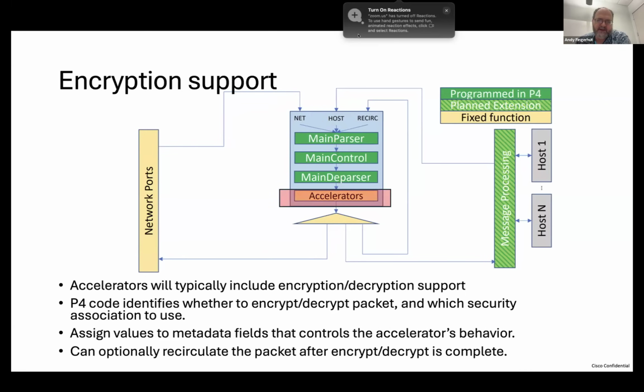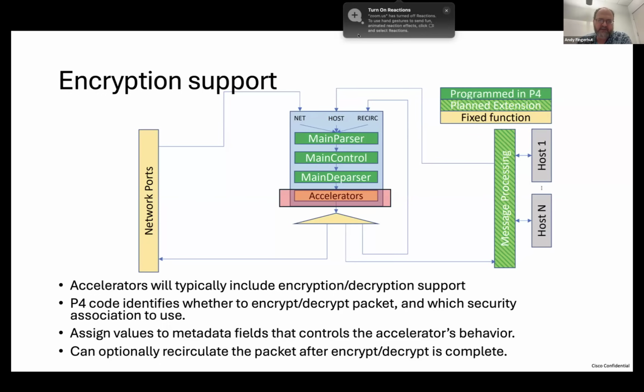Encryption support. So this accelerators box that you see in the picture, that I haven't mentioned yet, or maybe I have, would typically include encryption and decryption capabilities on the full payload of the packet. That's a P4 program selected portion of the packet, typically from a certain header onwards to the end of the packet, would be the common case.